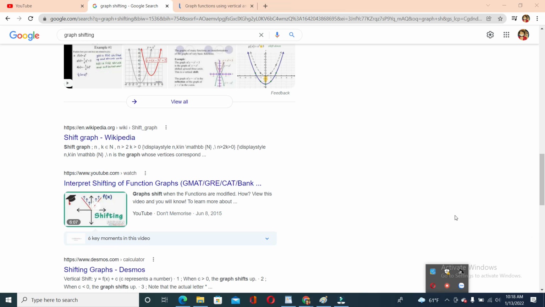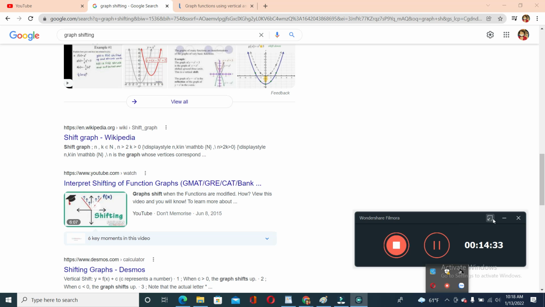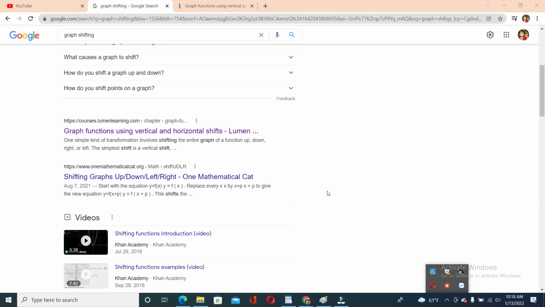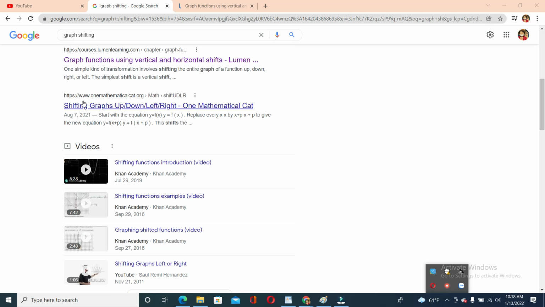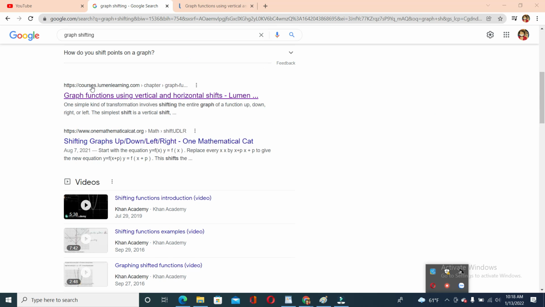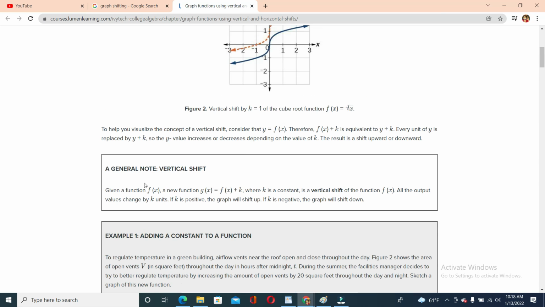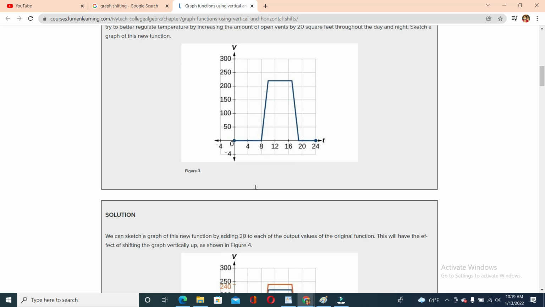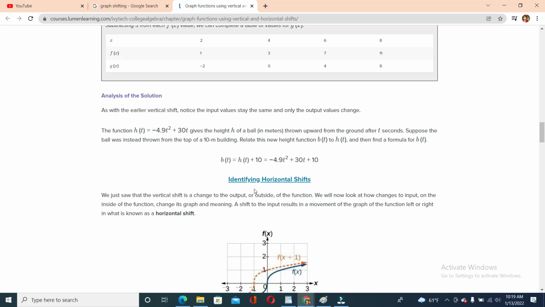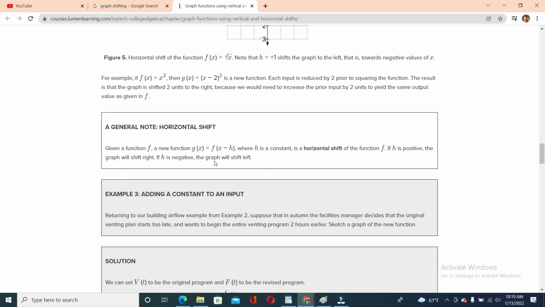So actually you can search for something called graph shifting. Sorry, this is quite the same as graph translation, and please go to the second link, courses.lumenlearning. So here, for a vertical shift, where k is a constant, it becomes f(x) plus k, right? And for a horizontal shift in our case, it becomes f(x minus h), where h is a horizontal shift.